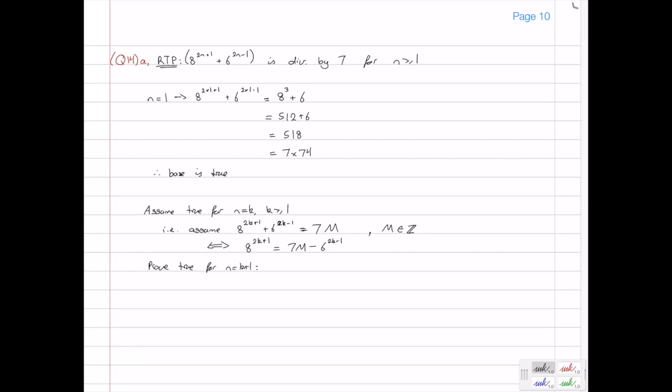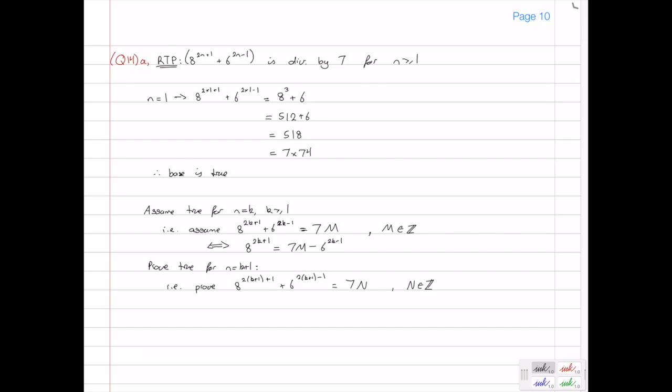So in other words, what do I have to prove? I need to prove that 8 to the power 2 times, now we're subbing in k plus 1 for n, so wherever I see an n, I have to put a k plus 1, plus 6 times 2 brackets k plus 1 minus 1. I want to prove that this is divisible by 7, which means that it has to be equal to 7 times some integer, and it's probably some other integer, so I'm going to call it n, where n is an integer. Okay, this is what I want to prove. So how do we go about this?